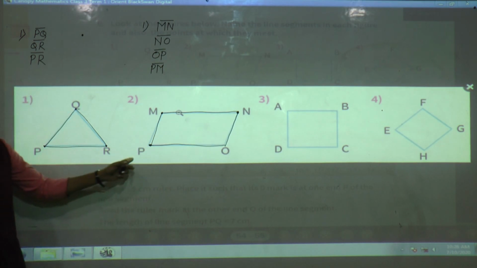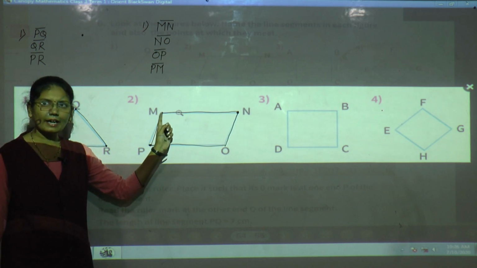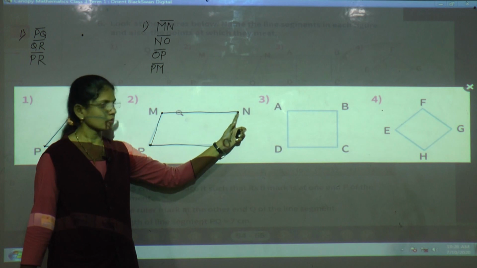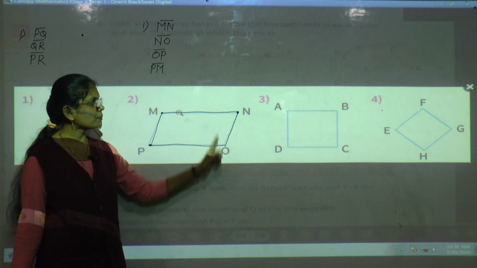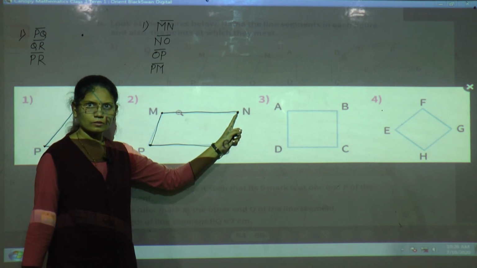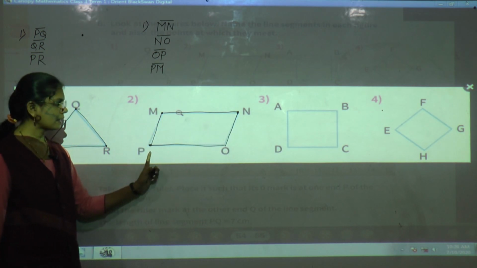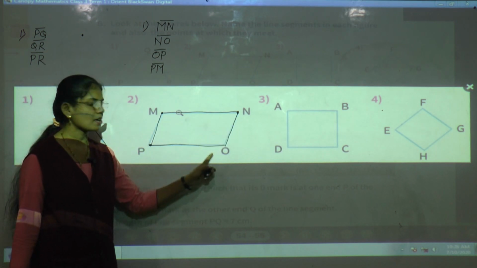So what are the midpoints? Point M. At point M, line segment PM and MN can meet. Then line segment MN and NO can meet at point N. Then line segment PO and PM meet at point O. So these four points are midpoints.